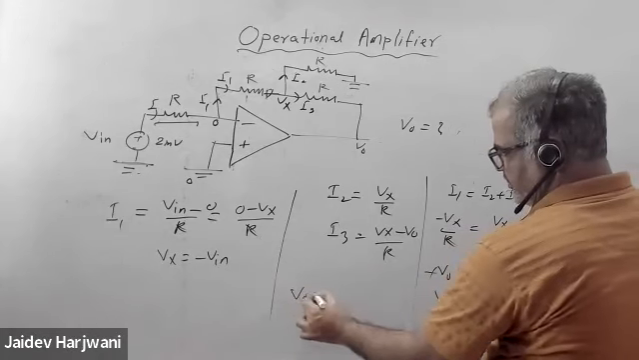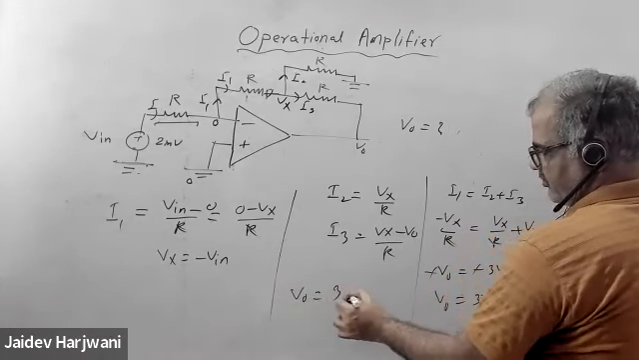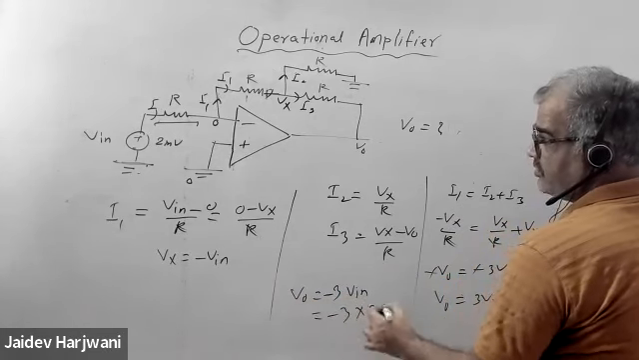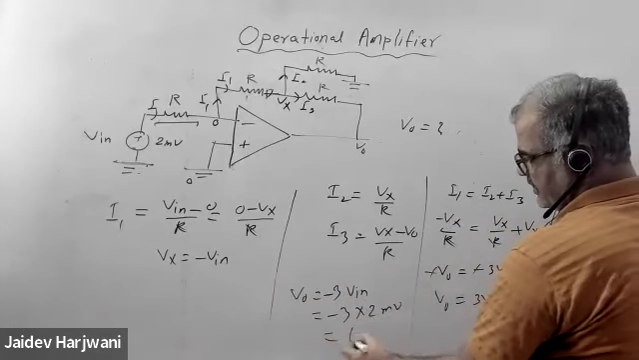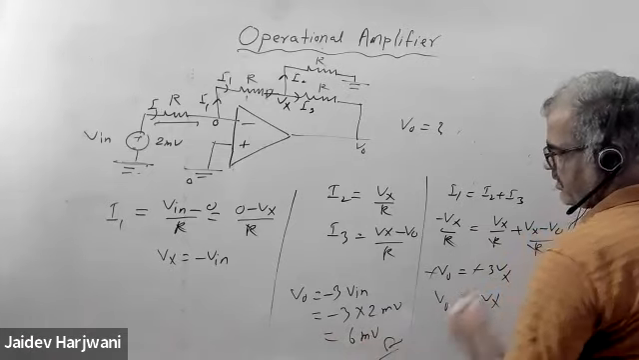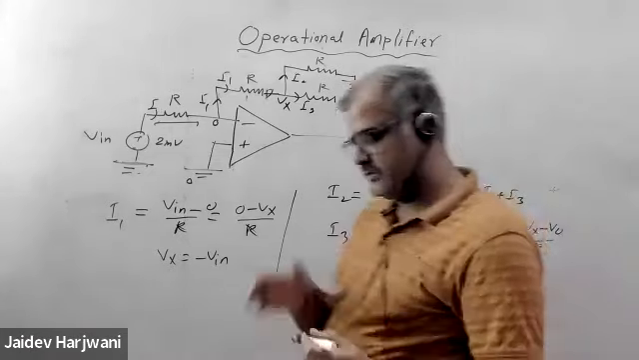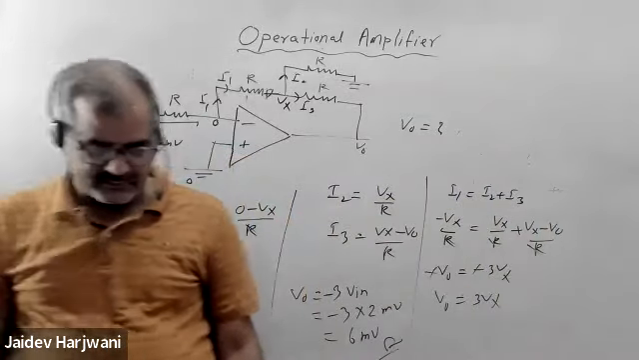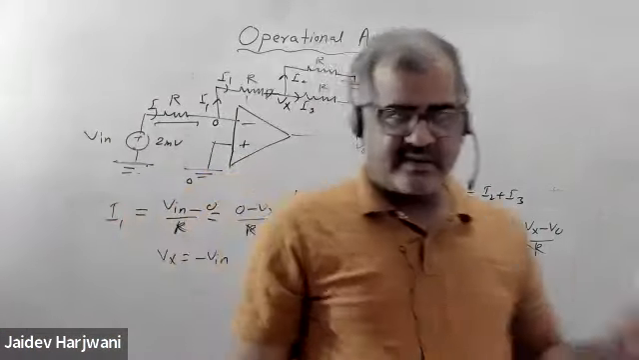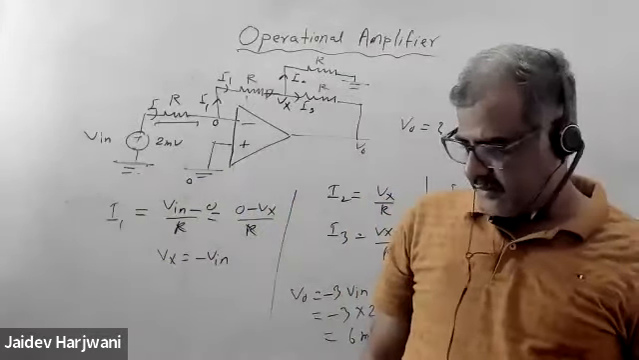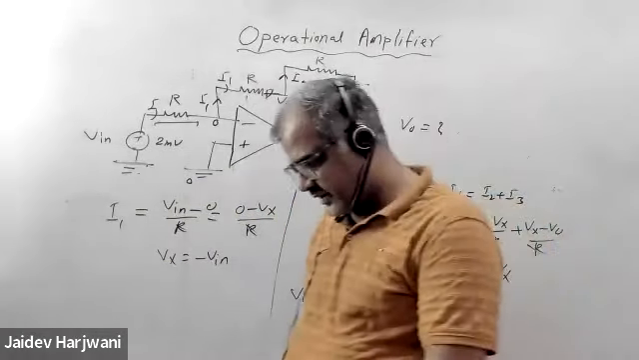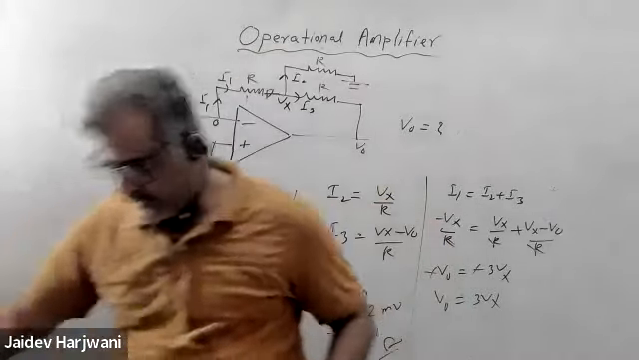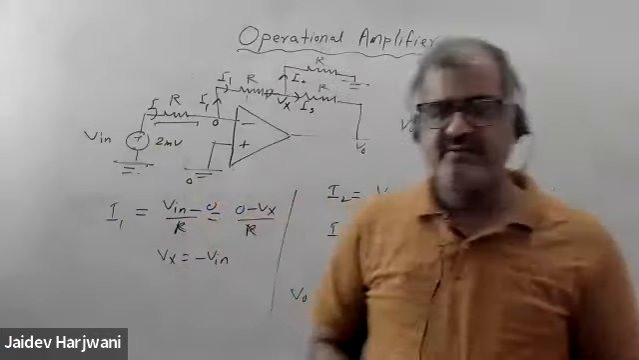And your V naught, 3Vx, is equal to minus V input, and V input is your 2 millivolts. So this becomes minus 6 millivolt. So only nodal analysis, what we learned in your first chapter, is useful here. While solving transistor problems, we use KVL, but now we are mainly using nodal.